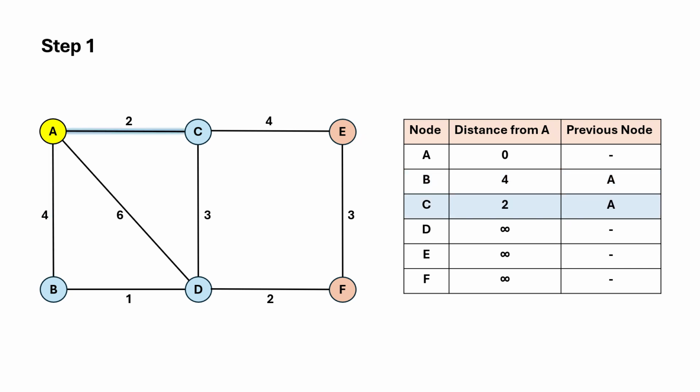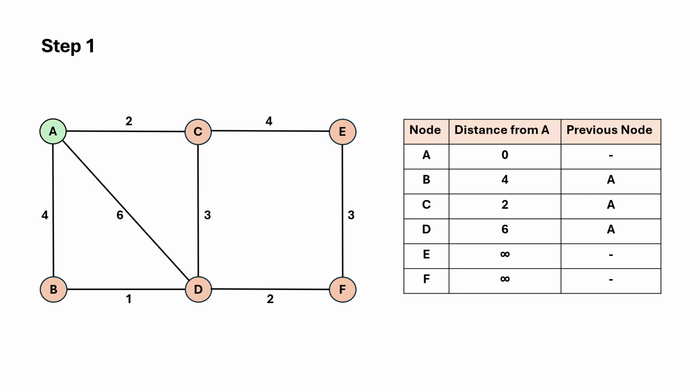Distance to C is 0 plus 2, so that's 2. We add that in the table, and the previous node again is A. Now we are on the last neighbor of A, it's D. Distance to D similarly would be 0 plus 6, 6. And then we are going to add that in the table, and the previous node will be A again. And with that, we are done with all the neighbors of A. We have traversed through B, C, and D. When we are done with all the neighbors, we can label A as a visited node.